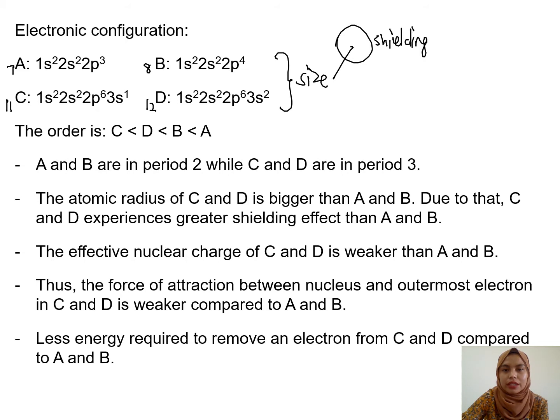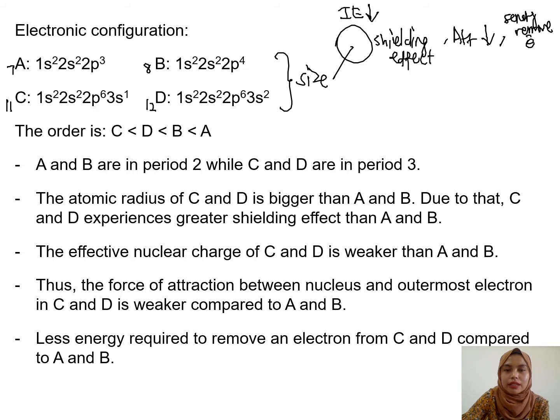So when it has the shielding effect, what will happen to its attraction? The attraction between the nucleus and the outermost shell will be weaker. So when the attraction is weaker, is it difficult or easy to remove the electron? It will be easy to remove the electron. So when it is easy to remove the electron, what happens to the ionization energy? So the ionization energy for a bigger size will be lower.